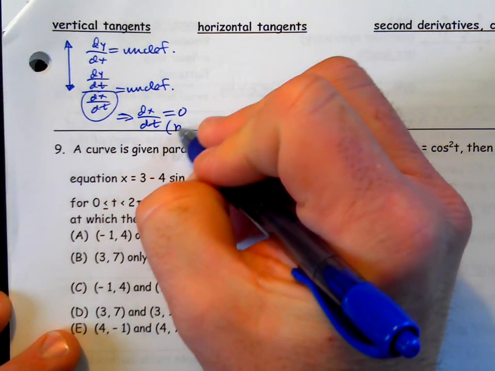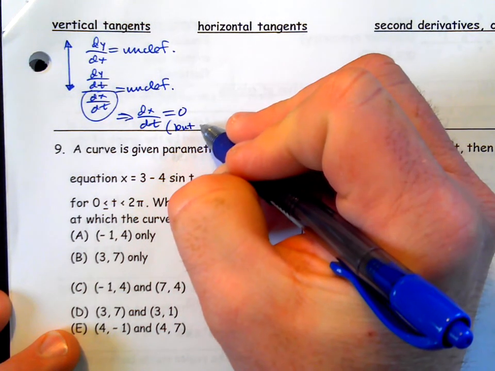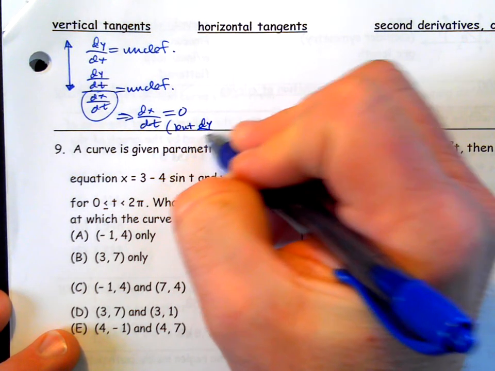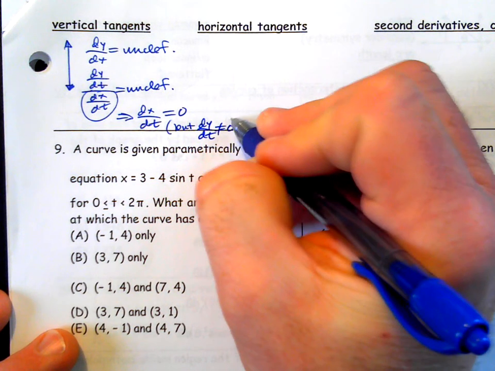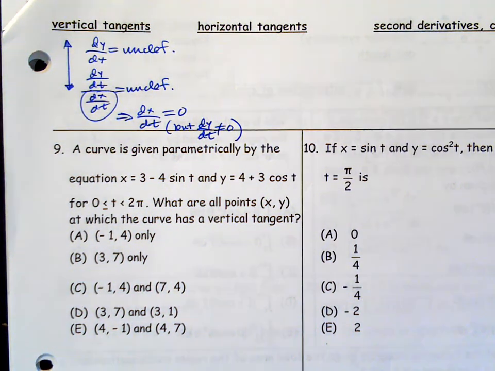But you've got to be careful and watch out for dy/dt equaling zero at the same time. If it equals zero, that's fine. It could be vertical, but you're getting an indeterminate form, so it's not clear yet. You'd have to do L'Hopital's rule.